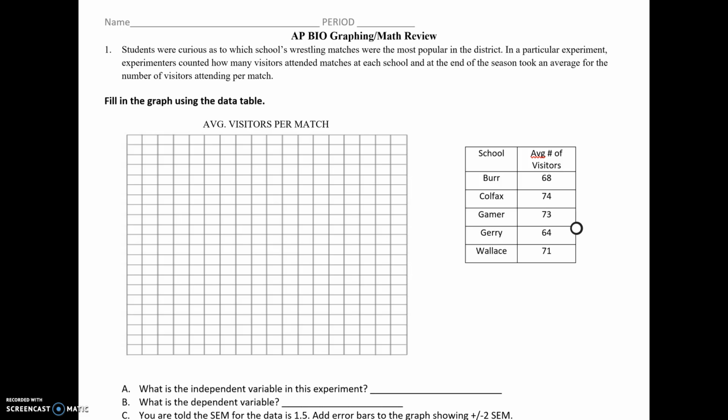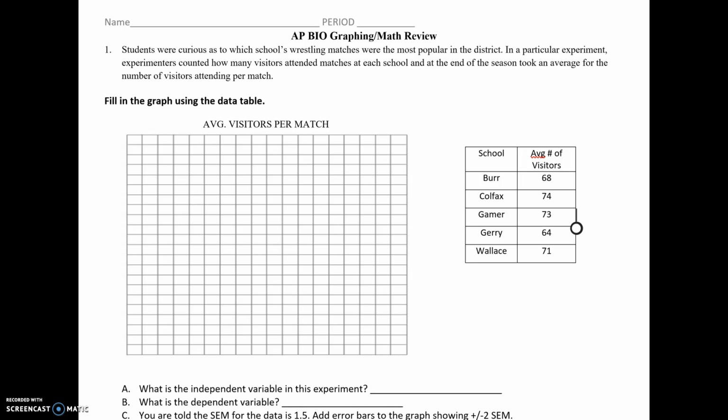So the first thing that you're going to be asked to do is to create an appropriate graph of data. In this case, students were curious as to which school's wrestling matches were the most popular in the district. In a particular experiment, experimenters counted how many visitors attended matches at each school, and at the end of the season, they took an average for the number of visitors attending each match.